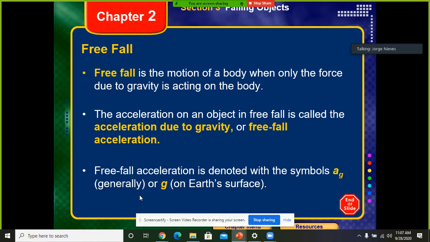Okay. So free fall acceleration is denoted with the symbols a_y, generally, or g on Earth's surface, okay? So these are basically the symbols that we're going to use for free fall acceleration, okay?